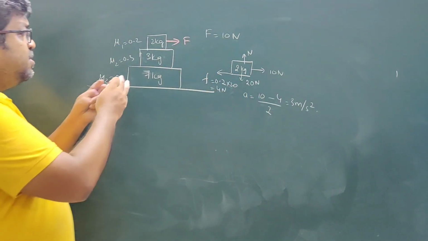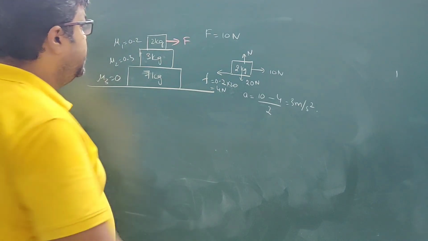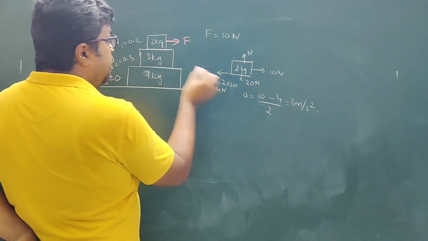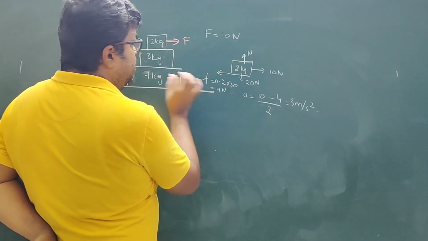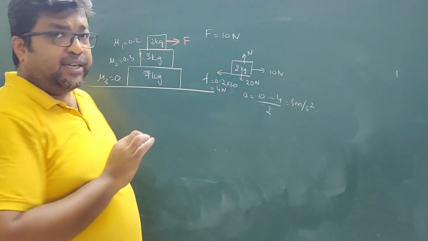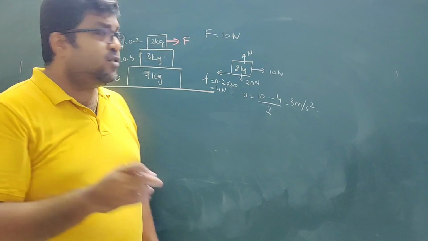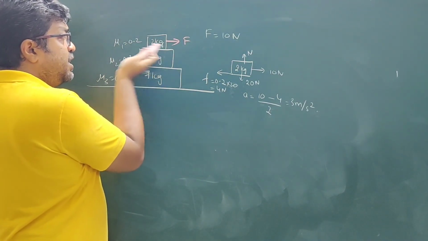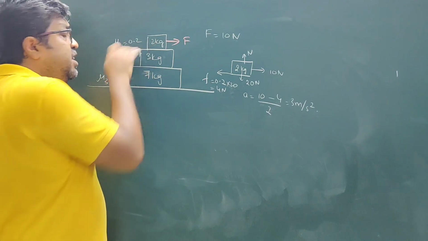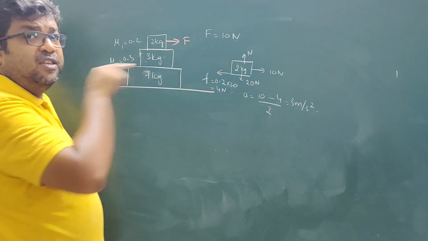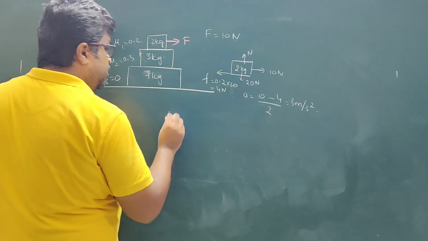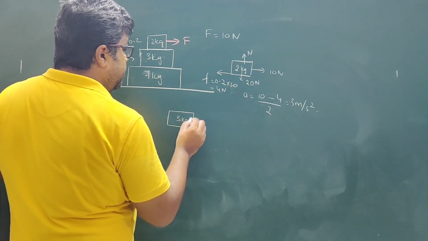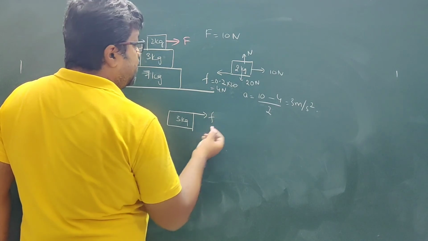Okay, now let's see what happens to this 3 kg and 7 kg. Now, see, for this 2 kg block, friction force is acting in the backward direction. 2 kg and 3 kg are in contact, and friction force is a type of contact force. That means below the 2 kg block, friction force is acting in the backward direction. So above the 3 kg block, friction force will act in which direction? It will act in the forward direction. So for this 3 kg block, this friction force will act in the forward direction.